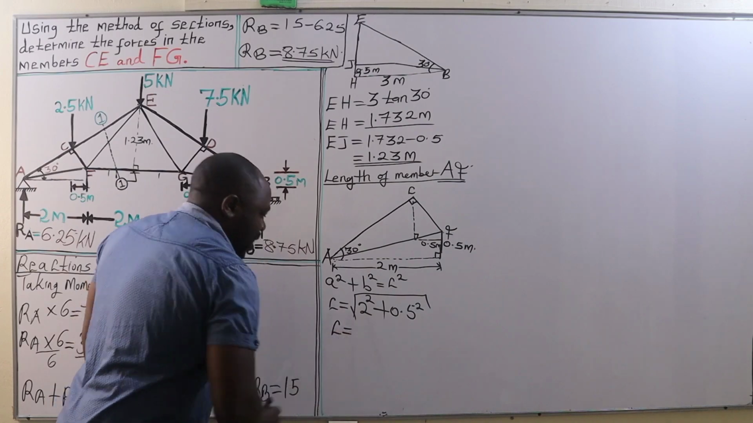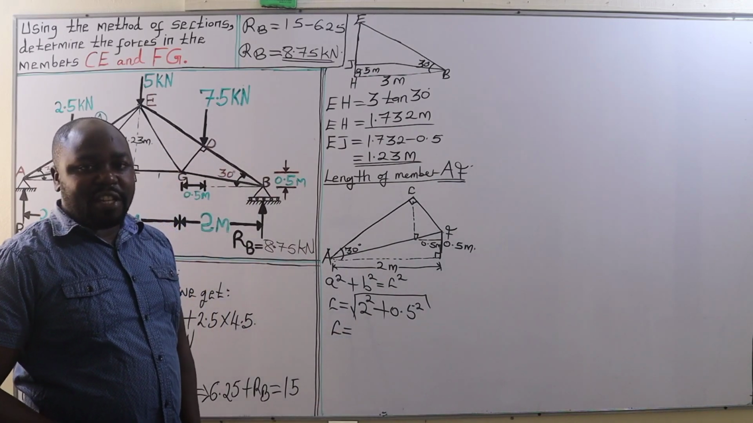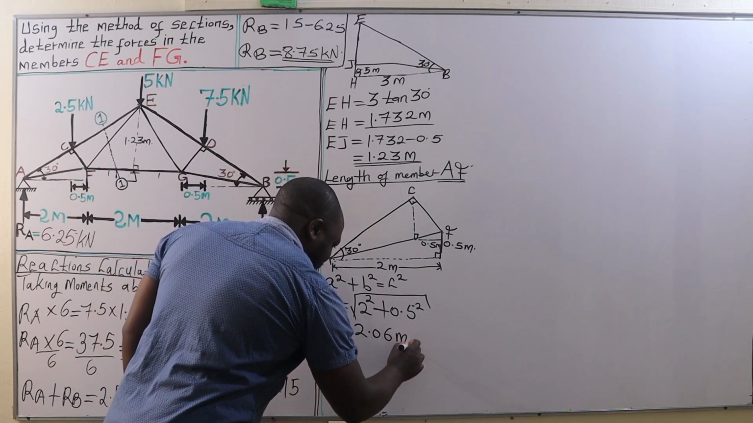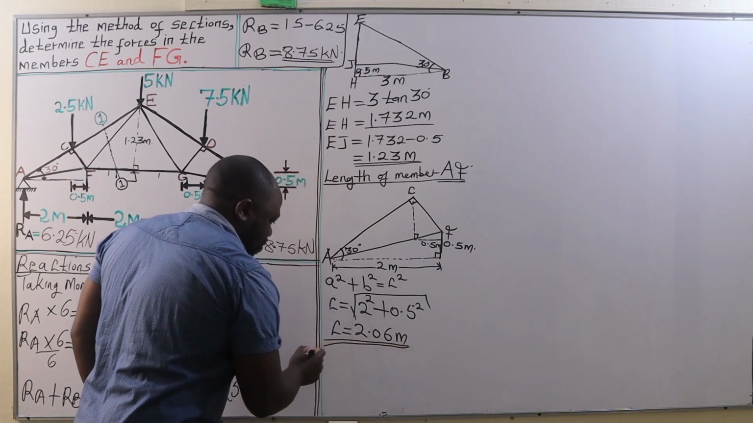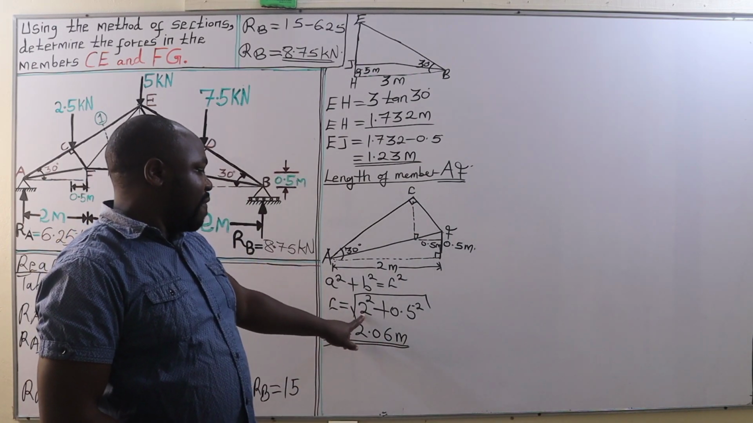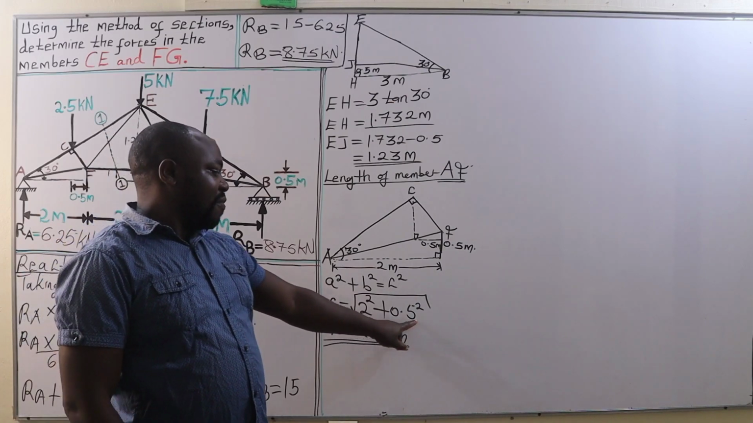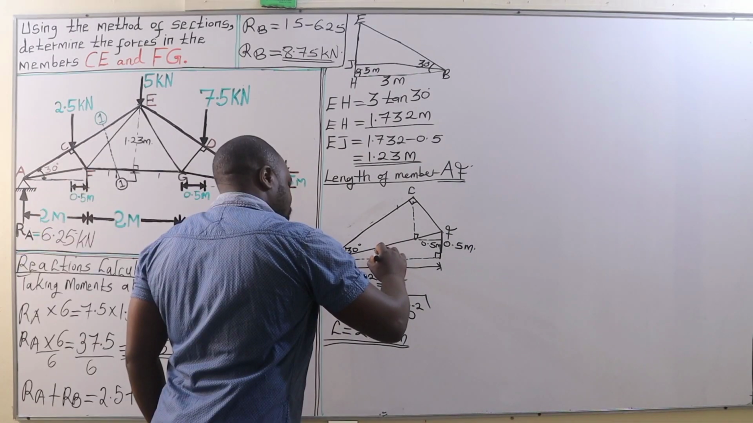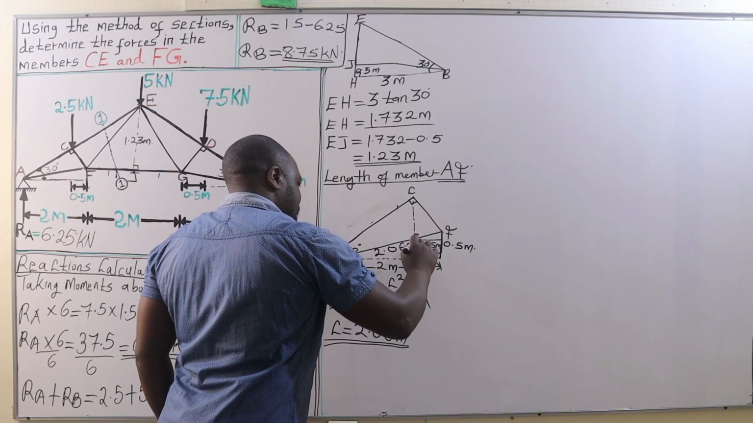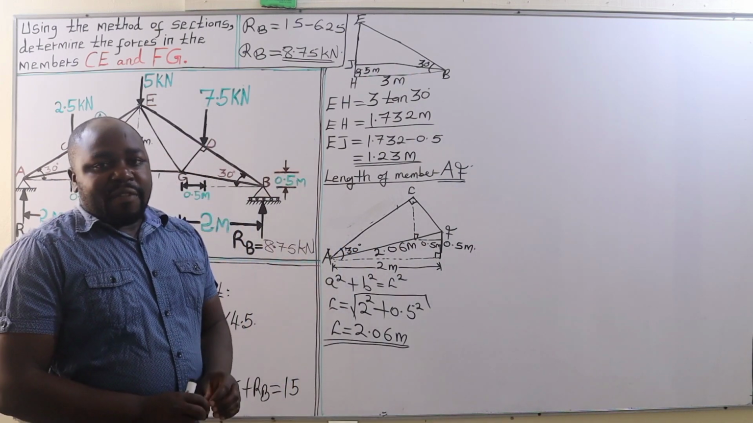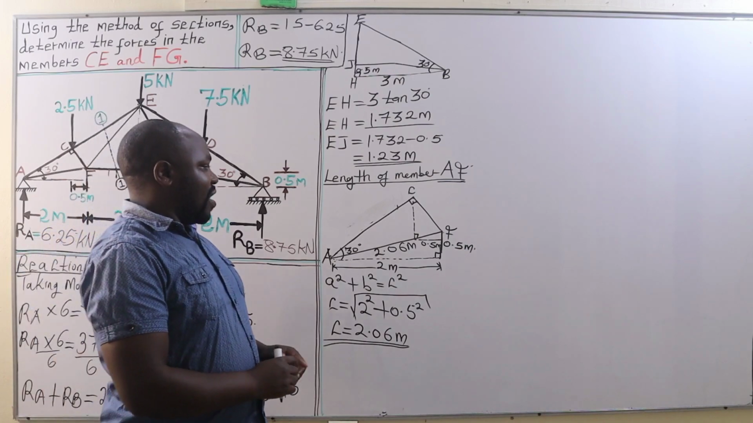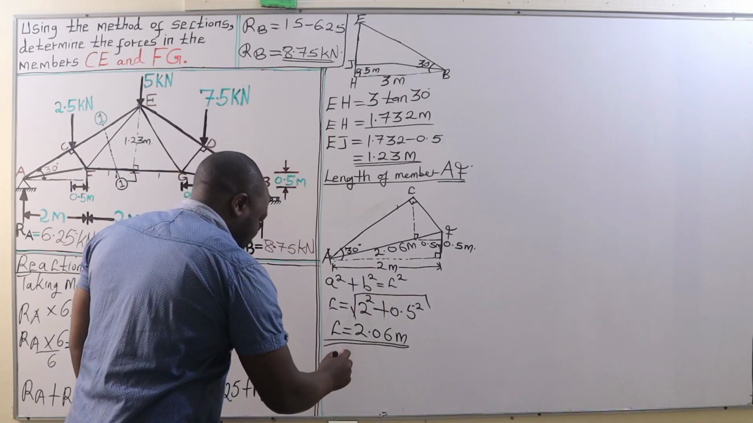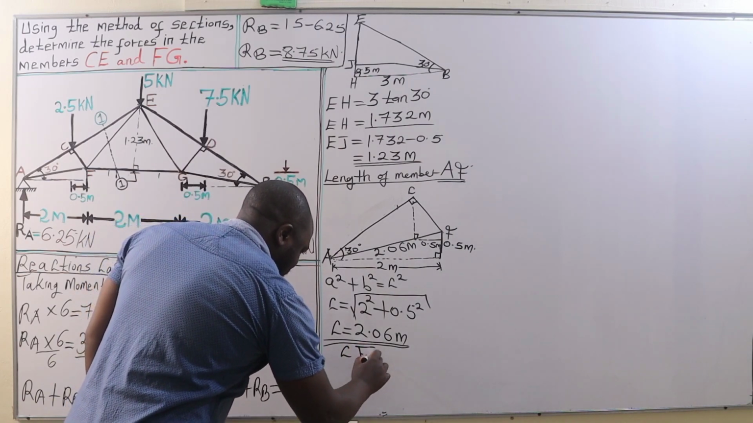So the size of the hypotenuse is going to be 2.06 meters when you get the square root of this. So this will be 4 plus 0.25, which is 4.25. Therefore, the square root of 4.25 is 2.06 meters. From there, we need the size of member CF, member C to F, and therefore we can say member CF.